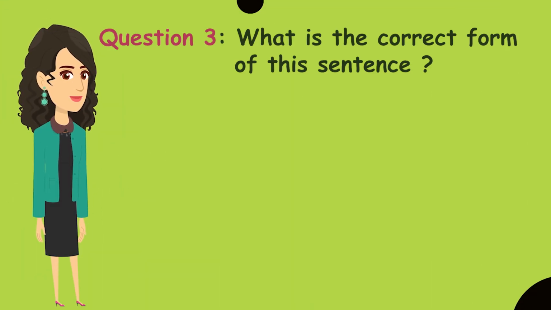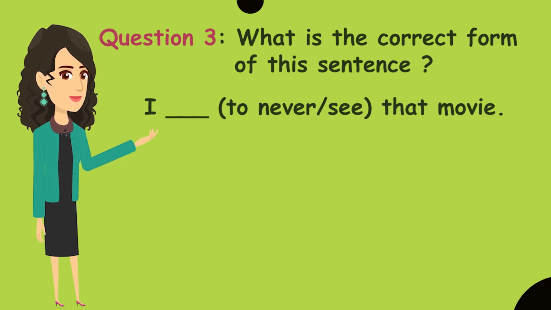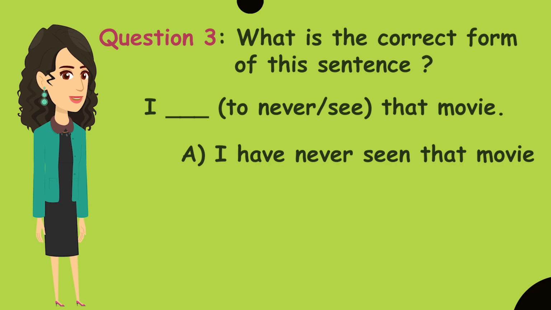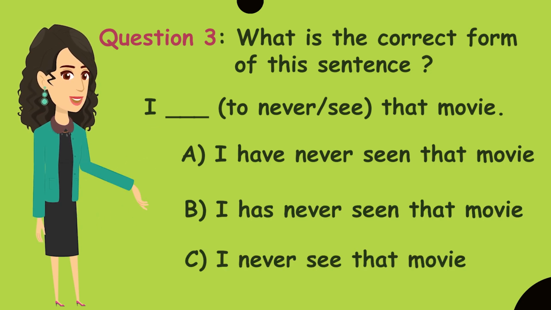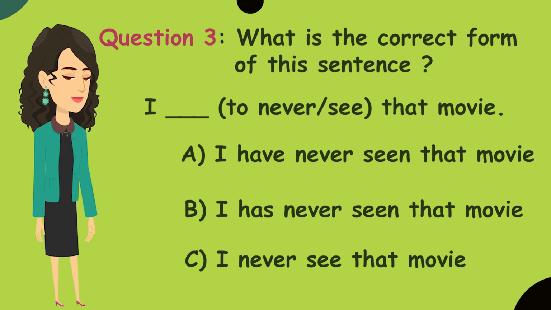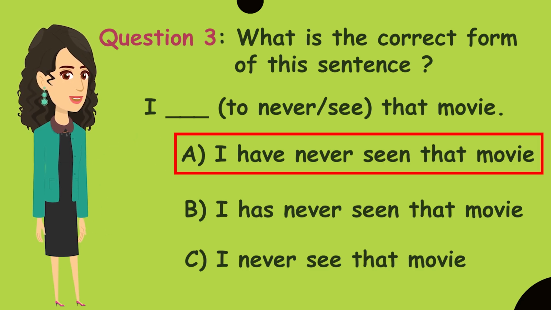Question 3. What is the correct form of this sentence? I, to never see, that movie. I have never seen that movie. I has never seen that movie. I never see that movie. The correct answer is A. I have never seen that movie.